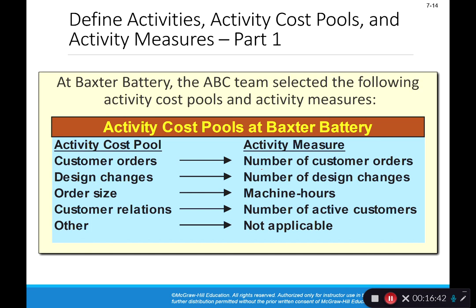And you can see for customer orders, the activity measure does make sense. It seems to be correlated, the number of customer orders. Design changes, the number of design changes. Order size based on machine hours, because the bigger the order, the more machine hours it'll take. Customer relations, the number of active customers. So there's definitely a very correlated relationship between the cost that would be in the cost pool and the activity measure that we're going to use.